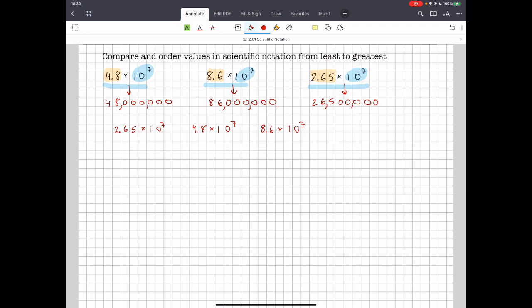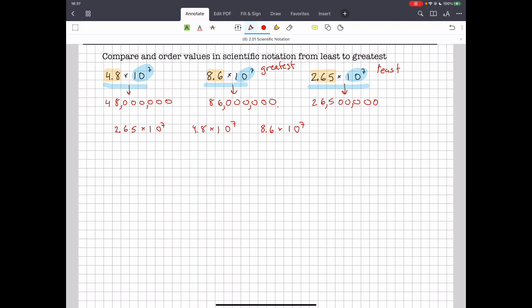So we can see 2.65 is less than 4.8 and 8.6. So I would start with my least to greatest right here. That's the least. And then this one would be the greatest. So use your observation skills. First, check the powers of 10. And if they're the same, you can order them based on their coefficients.